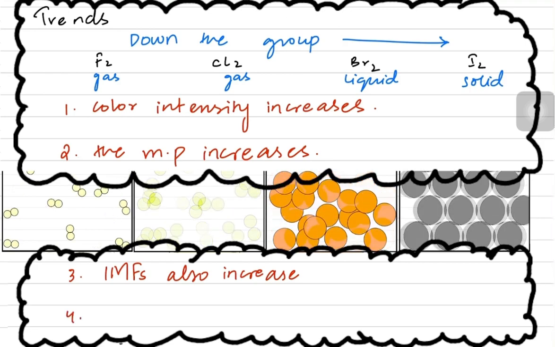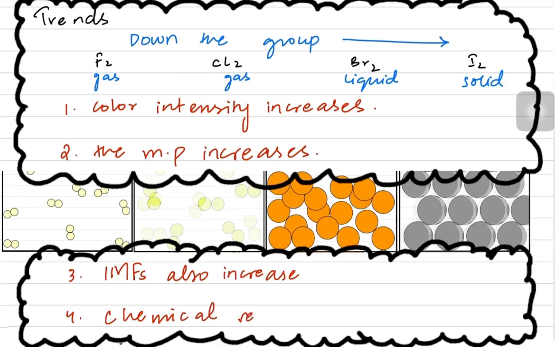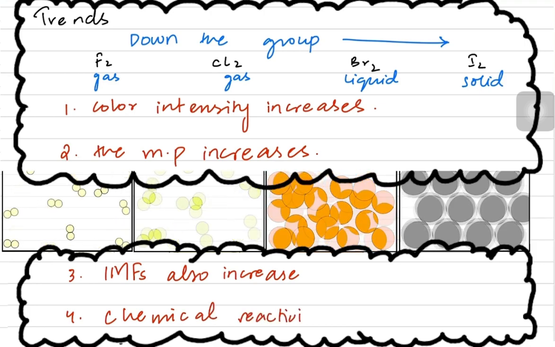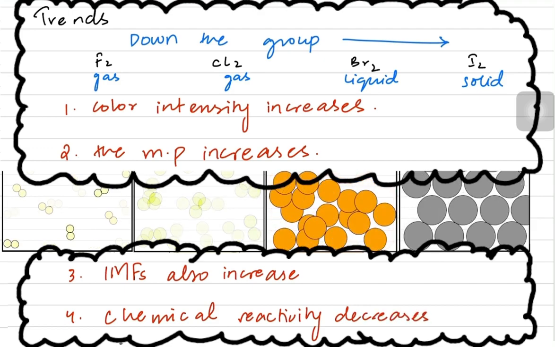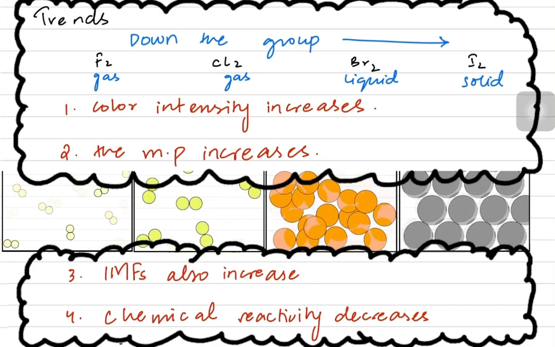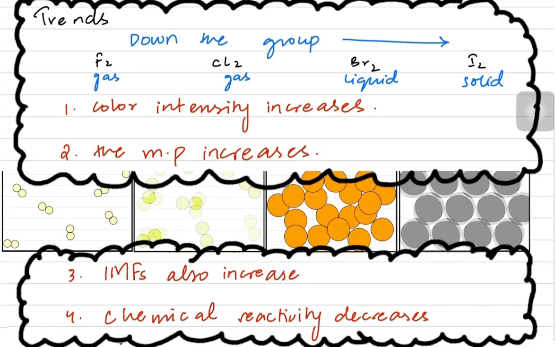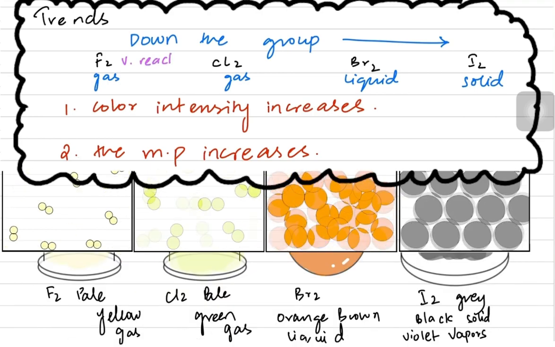The last trend is that their chemical reactivity decreases. Fluorine is very reactive. Fluorine will react very violently with other elements, but iodine doesn't react as violently. So remember, the chemical reactivity decreases. It is the opposite of group 1. In group 1, the chemical reactivity increased down the group, but here the chemical reactivity decreases. Fluorine is very reactive, iodine is much less reactive.